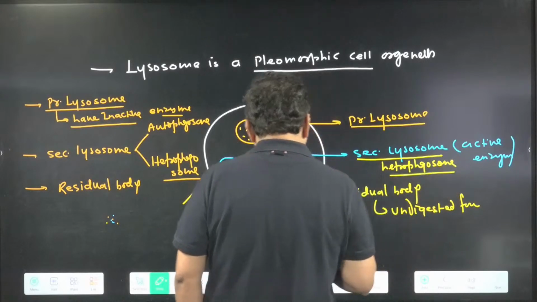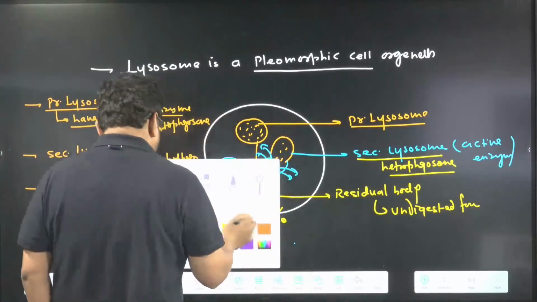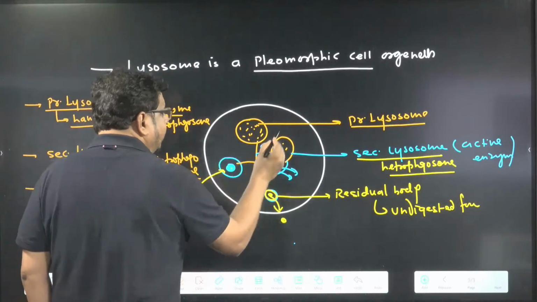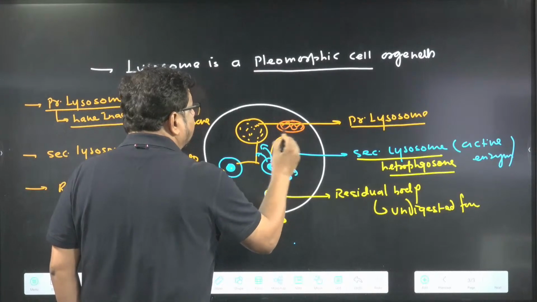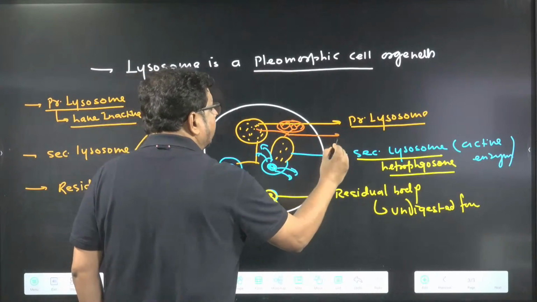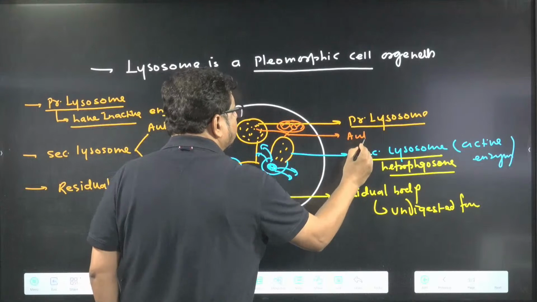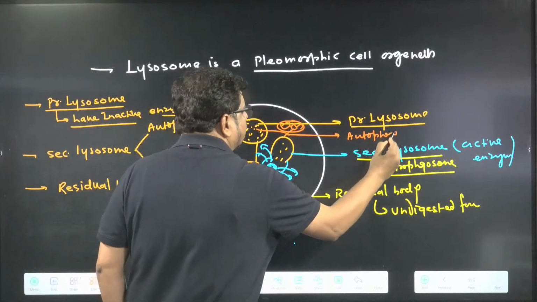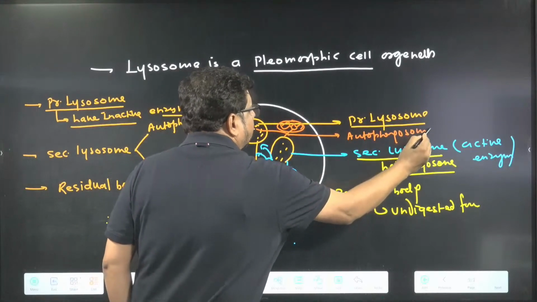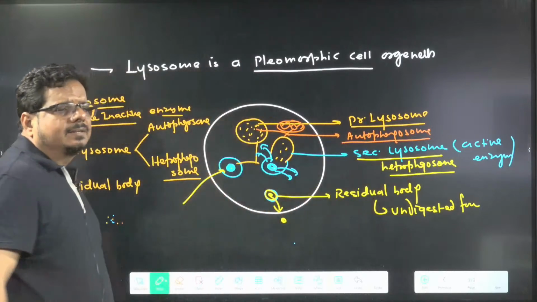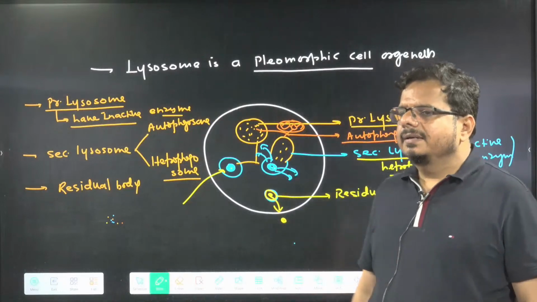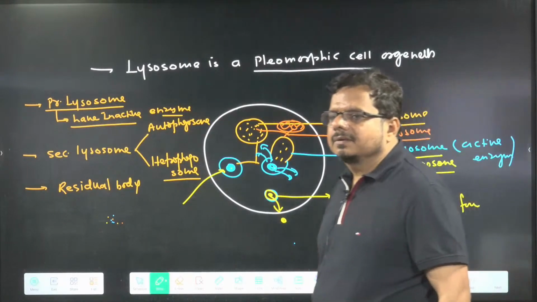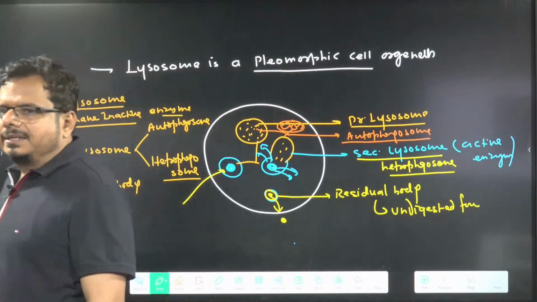And when lysosome is digesting any cell organelle, for example an old mitochondria, and this is digested by lysosome, it forms an autophagosome. So I hope you understand how lysosome has a role in intracellular digestion. Is it clear in the mind? Is it done? Understanding occurred?